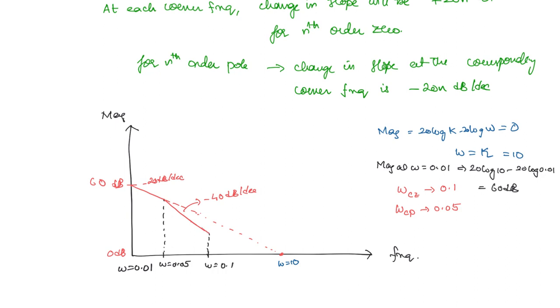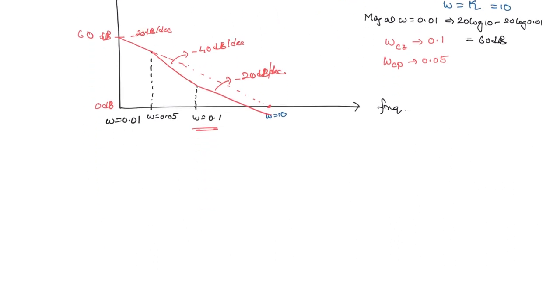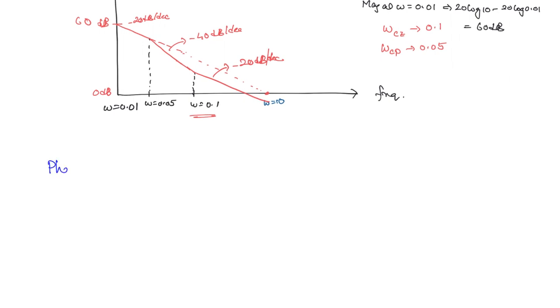Once again, what is going to happen here? You have a change in slope of plus 20 dB per decade because this corresponds to the zero. So now the plot will once again, the slope will increase. So this is minus 20 dB per decade. This is the Bode plot, the magnitude Bode plot. Next we will see the phase plot.